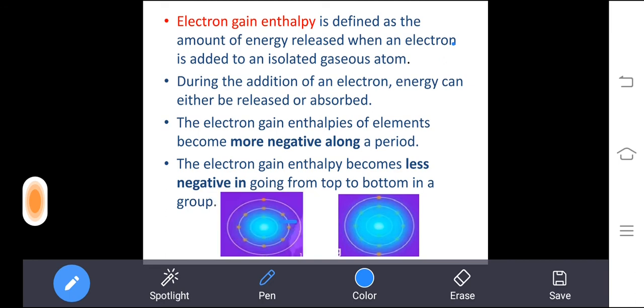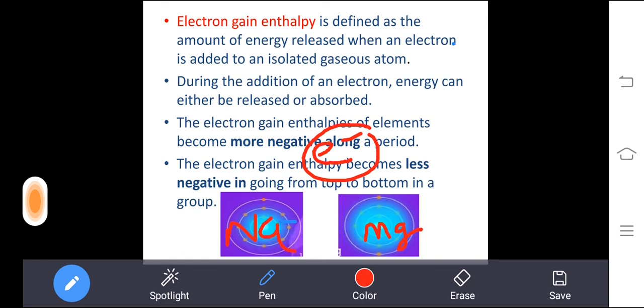Here's the picture. From this picture, one is the sodium and another is the magnesium. See, this is the sodium and this is the magnesium. Now we are going to add one electron. Which atom will absorb the electron very easily, and what type of thing will happen, whether energy is released or absorbed, that is what we are going to discuss. In the sodium and magnesium, which will absorb the electron very easily?